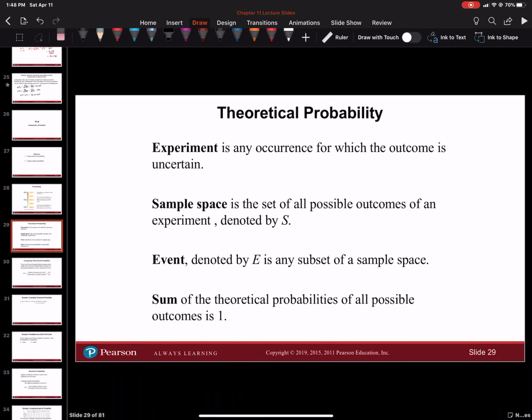So theoretical probability. An experiment is any occurrence for which the outcome is uncertain. The sample space is the set of all possible outcomes of an experiment, denoted by S. An event, denoted by E, is any subset of the sample space. The sum of the theoretical probabilities of all possible outcomes is 1. So when you add up all the probabilities, they should add up to be 1.